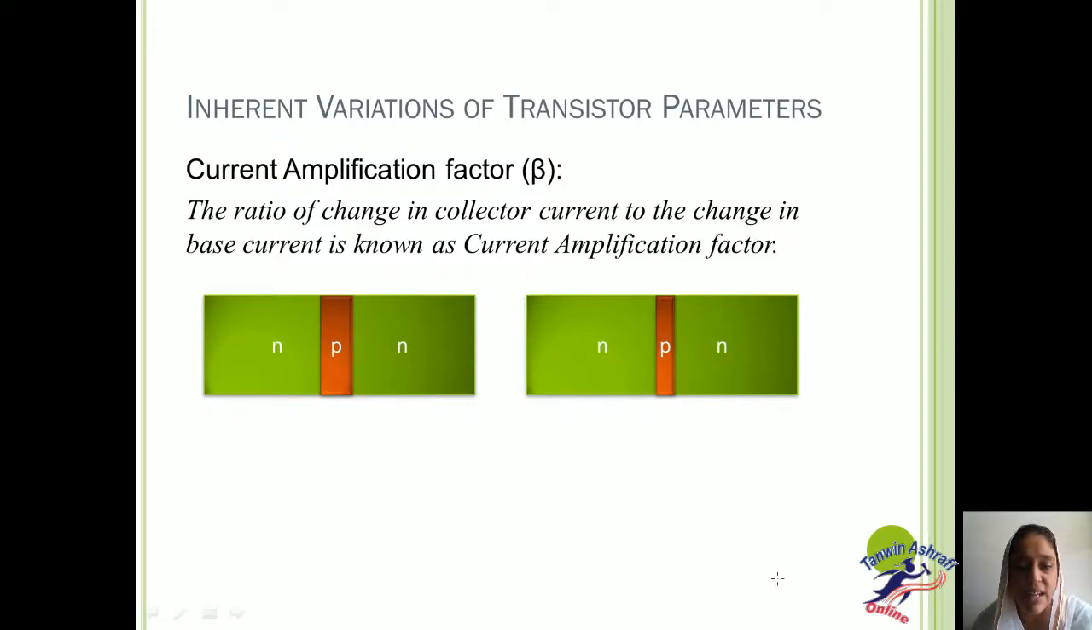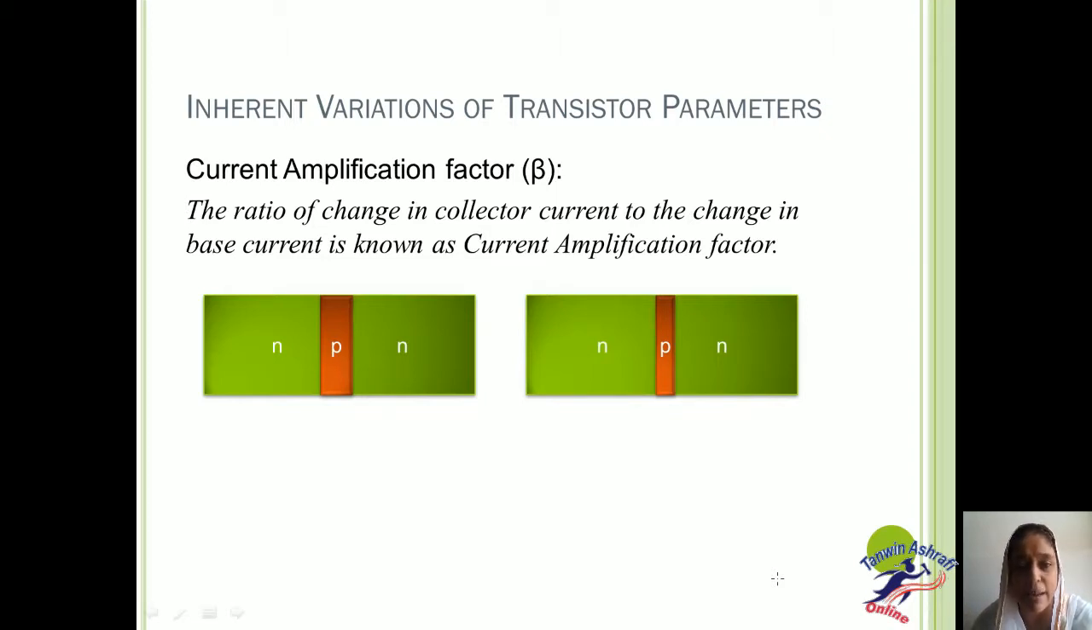Inherent variation of the transistor parameter. Now, the current amplification factor beta is the ratio of change in collector current to the change in base current, known as the current amplification factor beta. In practice, transistor parameters such as beta and base to emitter voltage are not the same for every transistor, even when the same type of transistor is used.